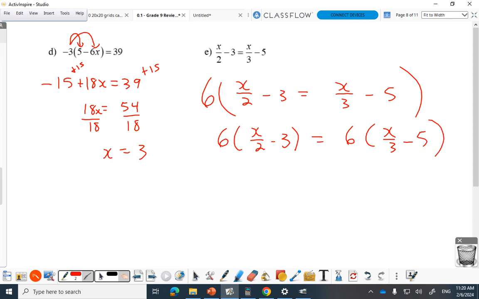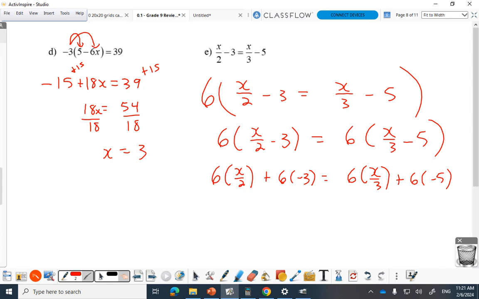It's okay if you've lost faith in me at this point. You're like, this is a disaster. What the heck is going on here? Well, take a look. I've got to do 6 times x over 2, and I've got to do 6 times negative 3. On this side, I got to do 6 times x over 3, and I got to do 6 times negative 5. Let's go back to multiplying fractions.